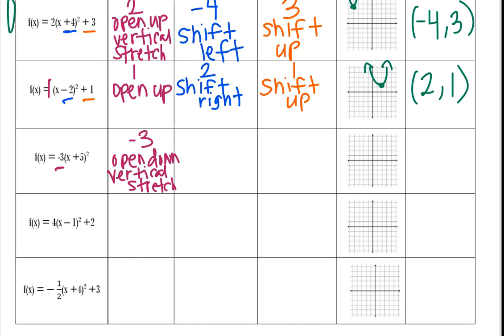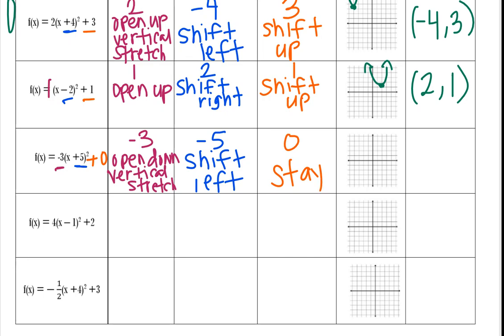Next, I'm looking at the h value inside the parentheses, and we have to think opposite. It looks like it's a positive 5, but really the h value is negative 5. Negative is on the left, so I'm going to shift to the left. And the last thing I'm looking at is the k value. It doesn't look like there's a k value. So when there is no k value, my k value is 0. I'm going to put plus 0. So it's not going to move. It's going to stay.